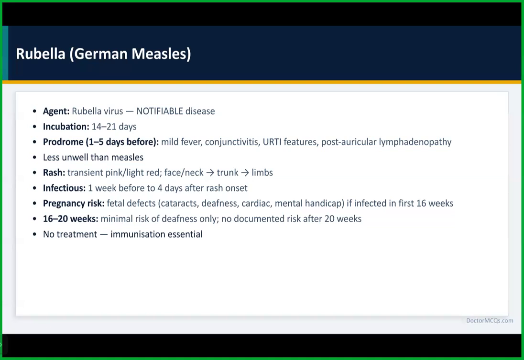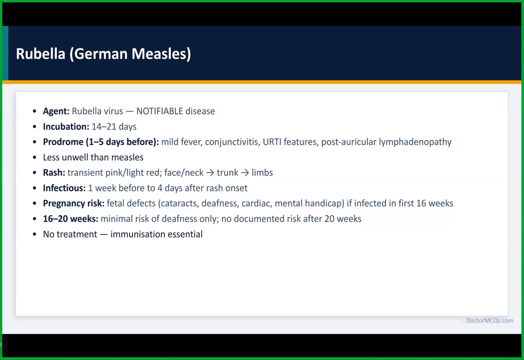And the pregnancy risk is that fetal defects are there, and we might have to send the patient for termination if she got contact in less than 16 weeks of her pregnancy. Very importantly, even if the woman is not having any kind of rash, just a contact can cause cataracts, deafness, cardiac defects, and mental handicap of the fetus. So in less than 16 weeks, you are going to refer the patient for termination.